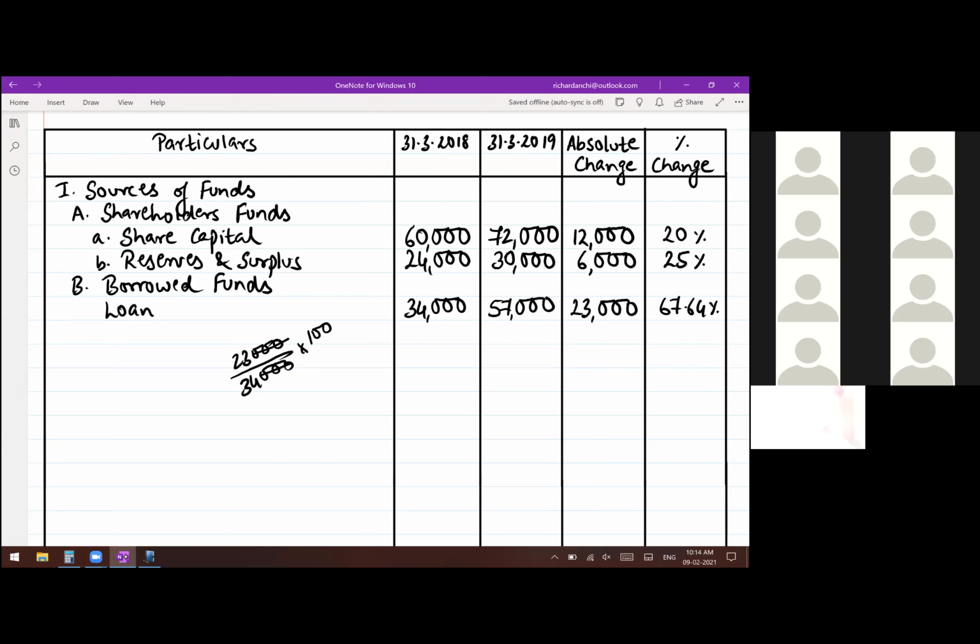That's it. Liability side is over. Current liabilities goes on the other side. So take the total and call it total funds available.